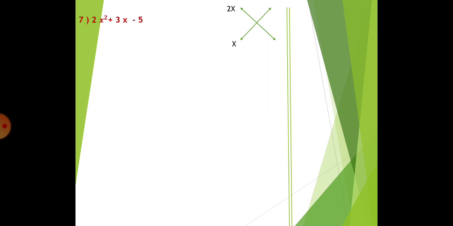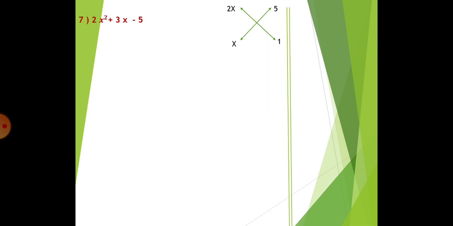Factorize 5 times 1. The difference between the product of extremes and the product of means will be 3. 2x times 1 is 2x, 5 times x is 5x, and 2x minus 5x equals negative 3x. Subtract the difference between 2x and 5x, which equals 3x. So we can write 2x, 5 and x, 1. What about the sign?